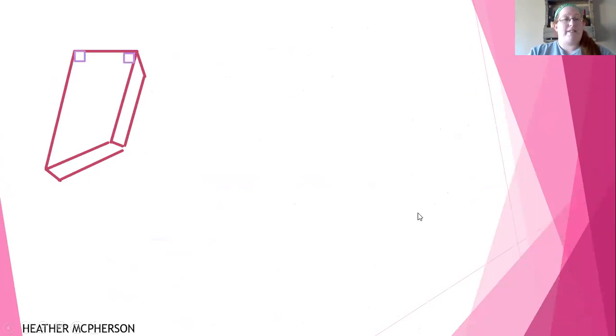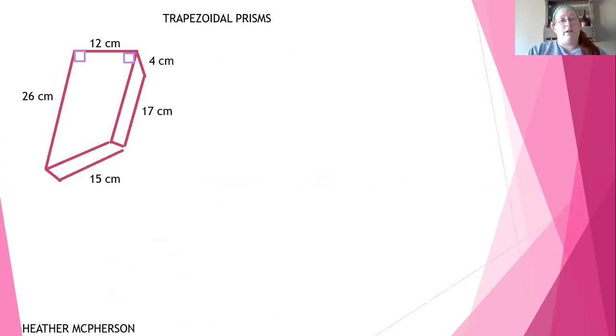What kind of shape is this? Here we have a trapezoidal prism. On the next slide, I'll have another example of another trapezoidal prism. So here we have the sides with 12 centimeters, 26 centimeters, 15 centimeters, 17 centimeters, and a height of 4 centimeters. So I want to find the surface area.